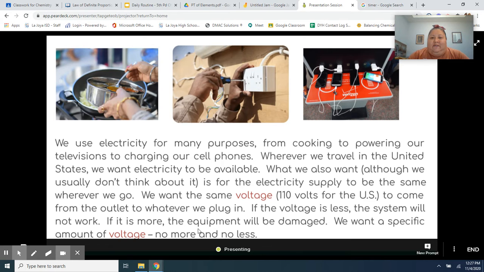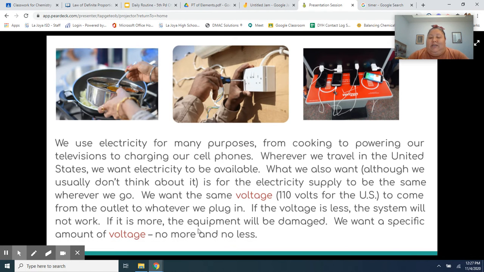Here we have our introduction, and it's all about electricity and voltage. We have three pictures. One is a lady cooking or preparing a meal. In picture number 2, a gentleman looks like he's working on some wiring, and I don't know if that's an outlet or a switch. The third picture, which I see all the time in my classroom, shows several cell phones charging.